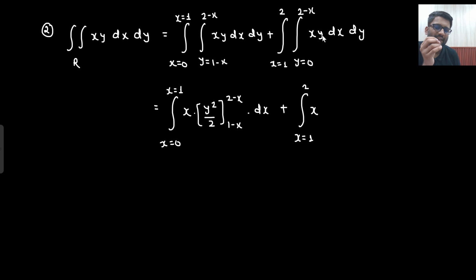Here I integrated y square by 2, I get 1 minus x to 2 minus x, dx I need to do. Then here I integrated y, what will I get? Y square by 2 I will get, and then you will go from 0 to 2 minus x, dx you need to do. Okay. You solve it, whatever answer you get, that would be fine.